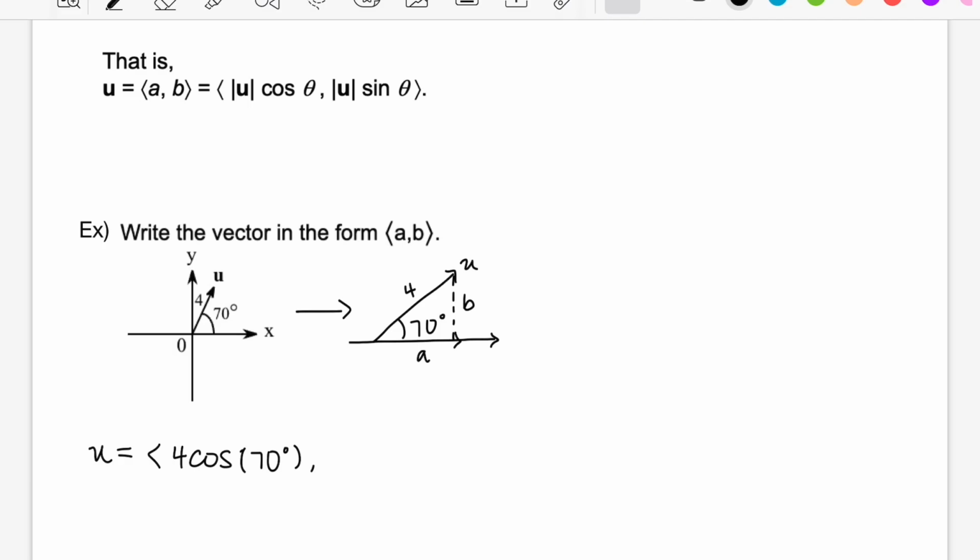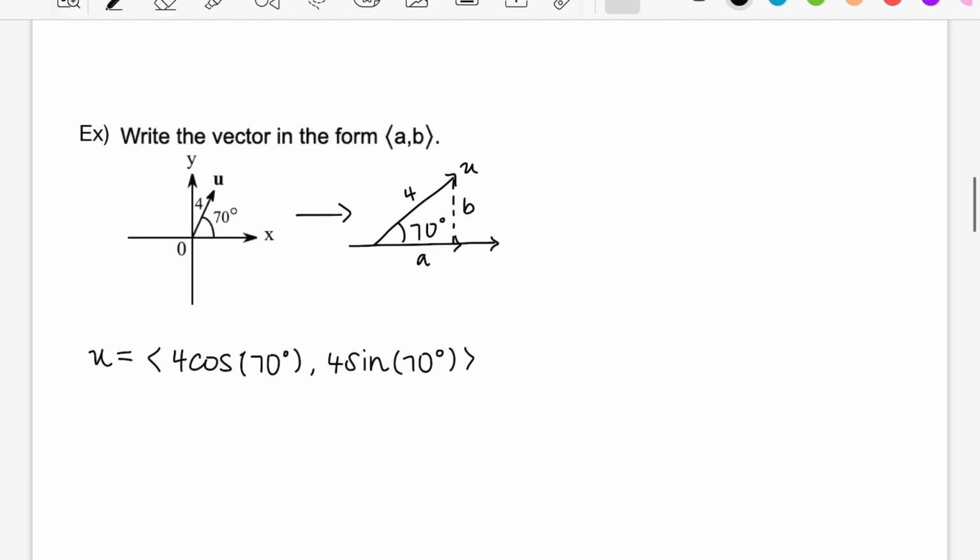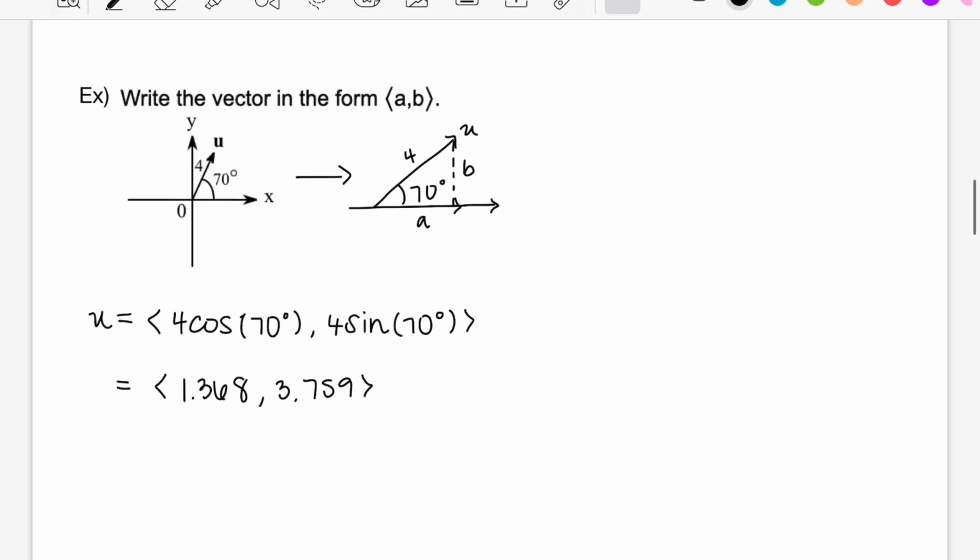And similarly for b, that'll be the magnitude of u times sine of our direction angle theta here. All right, and then putting this into a calculator and evaluating these, we'll get roughly this here for our horizontal and vertical components. So this one here is our horizontal component, and this guy here is our vertical.